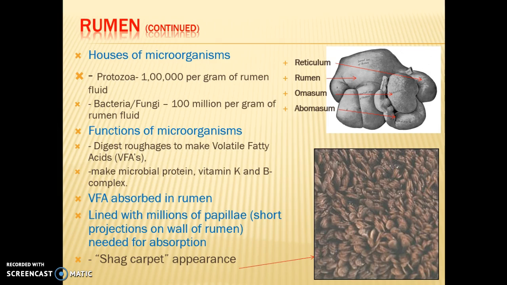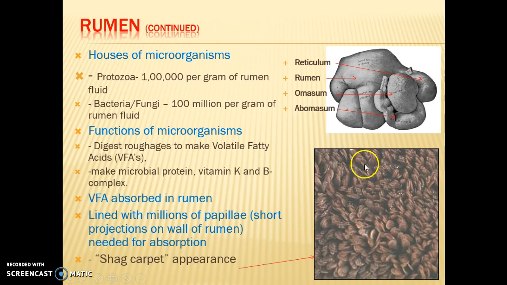Here you can see the numbers. The protozoa number is 1 lakh per gram of the rumen fluid. Bacteria is 100 million per gram of the rumen fluid. The function of these microorganisms is mainly to digest roughages to make volatile fatty acids. Here the carbohydrate is finally converted into volatile fatty acid, and that is utilized as the main energy source in the ruminants. These microbes also make microbial proteins, vitamin K and B complex, and the volatile fatty acid is absorbed in the ruminal wall.